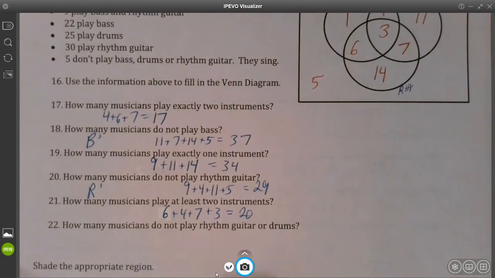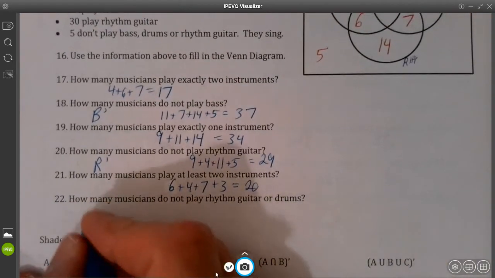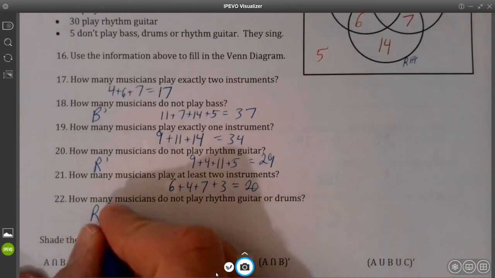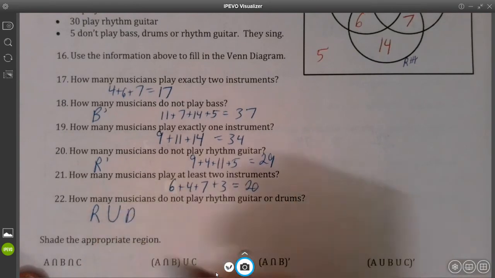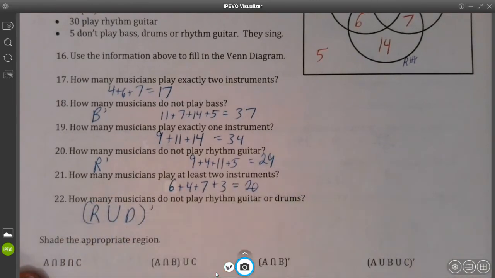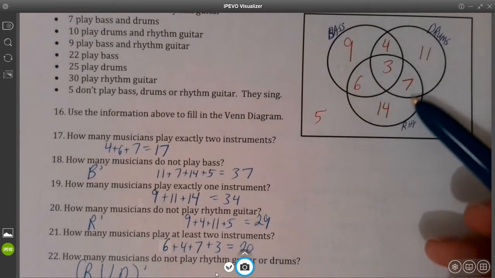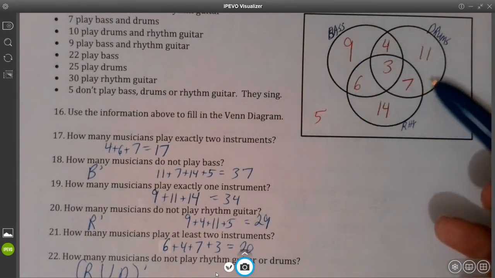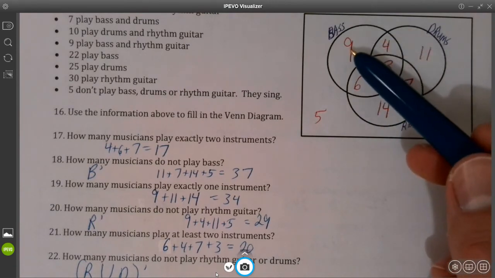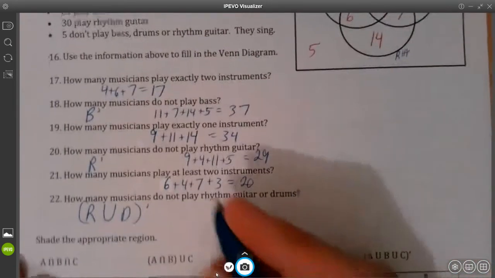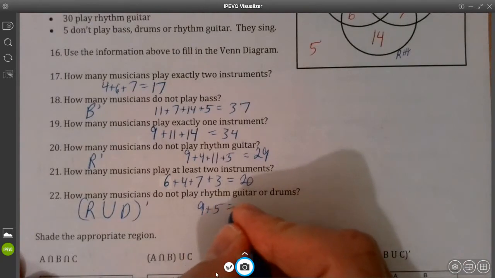And how many musicians do not play rhythm guitar or drums? If you want to get technical, this would be like rhythm guitar or drums. That puts them together, but then not. So here's rhythm guitar or drums. It's both of these circles. But then I don't want that. I want everything else except those circles, which would be the 9 people that play only bass and the 5 people that sing. So the 9 and the 5 is going to give me 14.